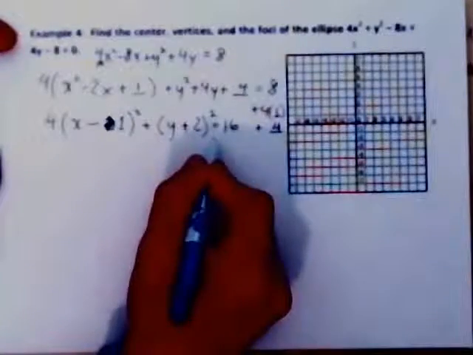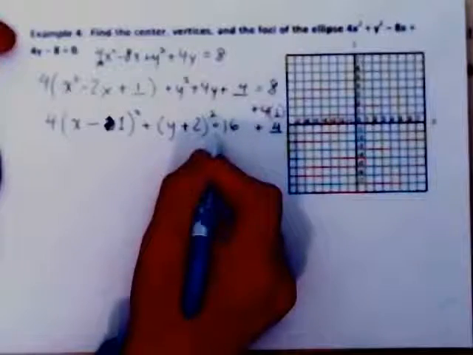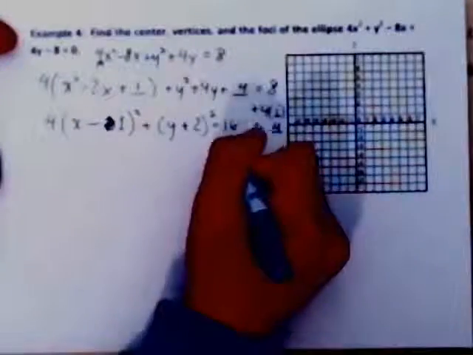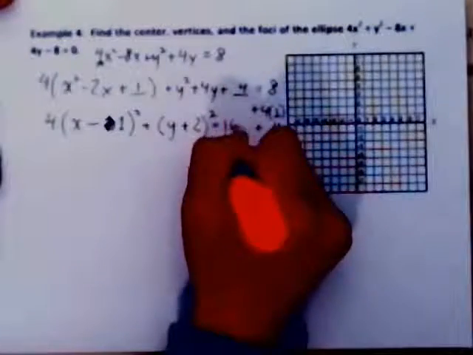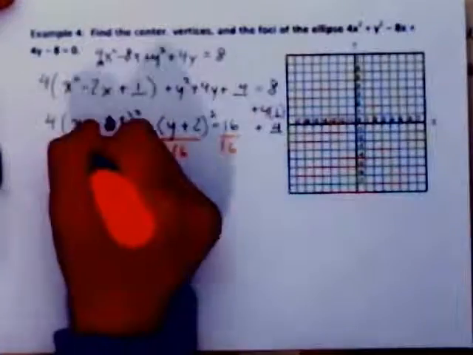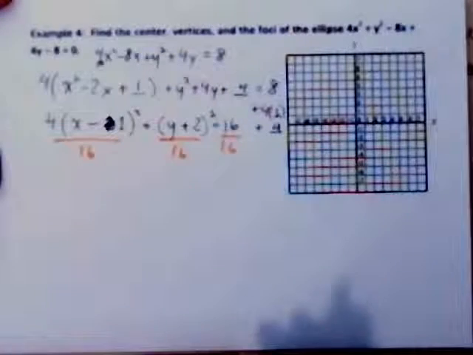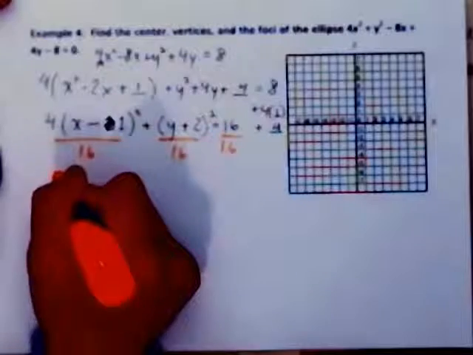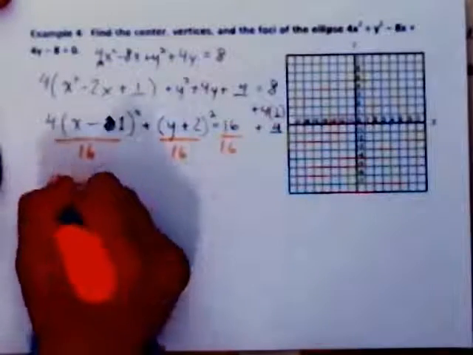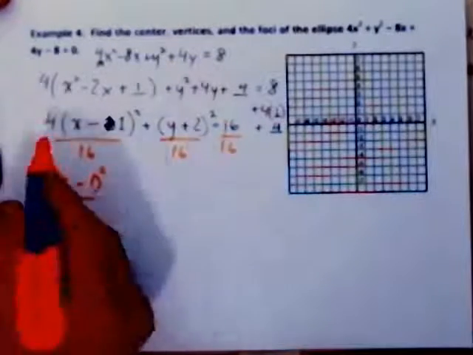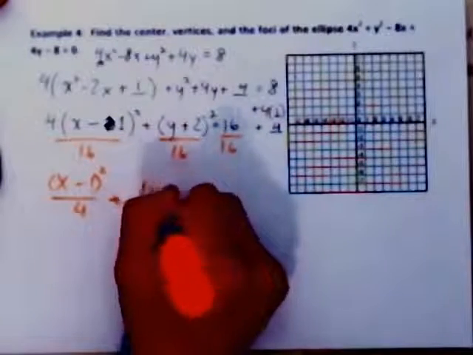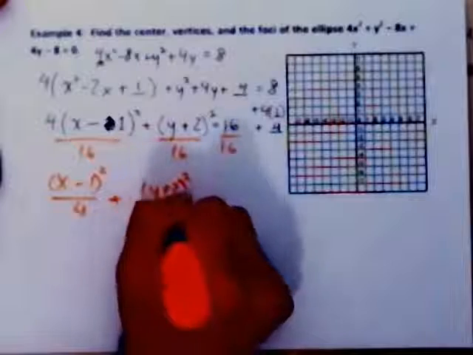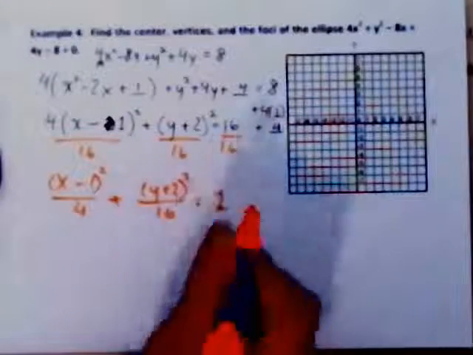And then we have to set it equal to 1. We're almost done with this. So the next step is to divide by 16 on both sides. 16 here, 16 here, and 16 here. Let me make sure I got that right. So I have x minus 1 quantity squared over 4. These cancel to 4 and 1, plus y plus 2 quantity squared over 16 is equal to 1.